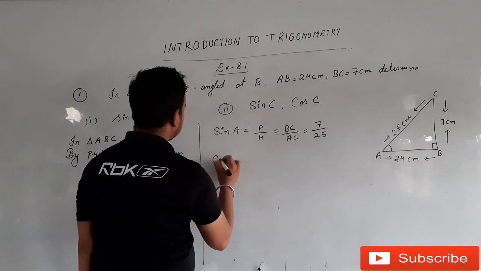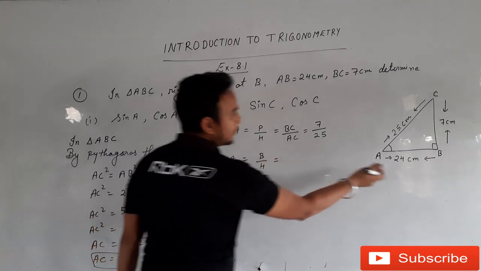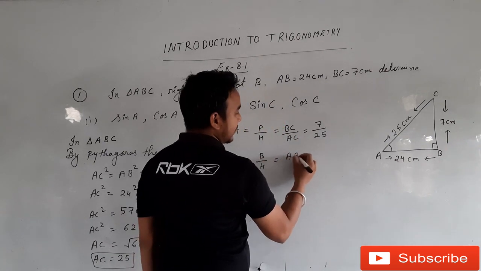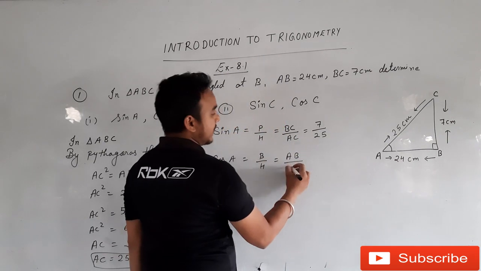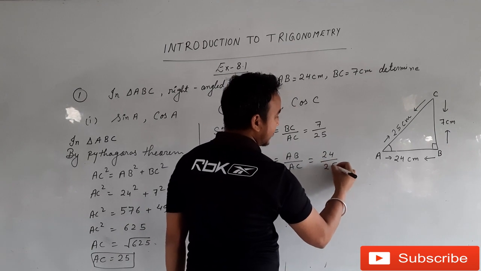In very similar manner, cos A is equal to B by H and the base of this is AB from angle A and hypotenuse is AC. It will be 24 by 25.